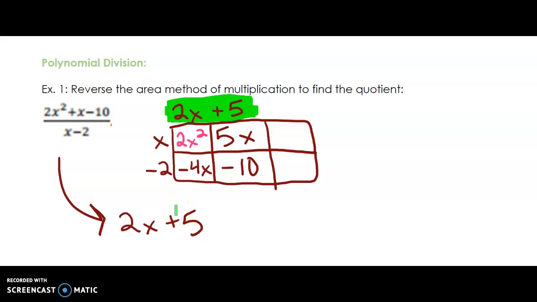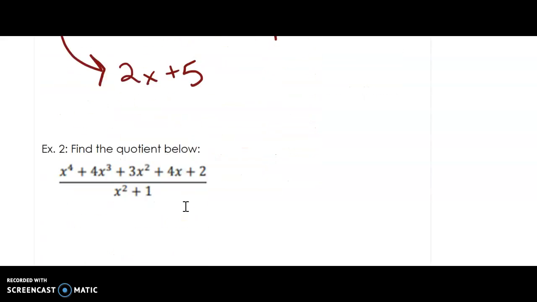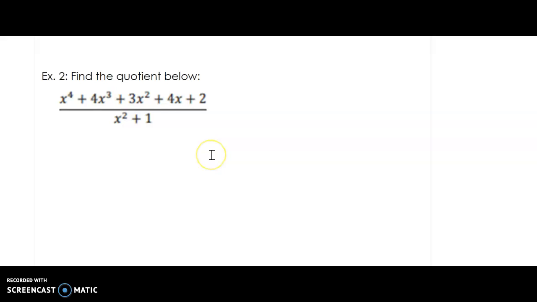Let's go ahead and try another example that's a little bit more complicated. So again, example 2. Take a second to write this down. We are supposed to find the quotient of x to the 4th plus 4x cubed plus 3x squared plus 4x plus 2. Wow, that's a crazy polynomial there, divided by x squared plus 1.